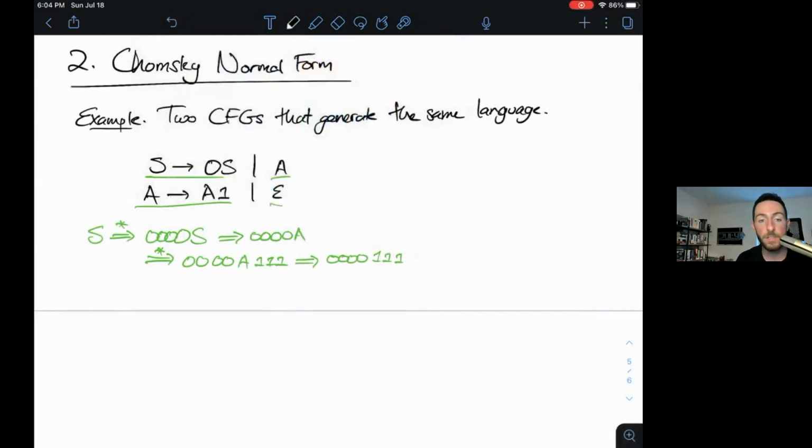Now, here's another grammar that generates the same language.